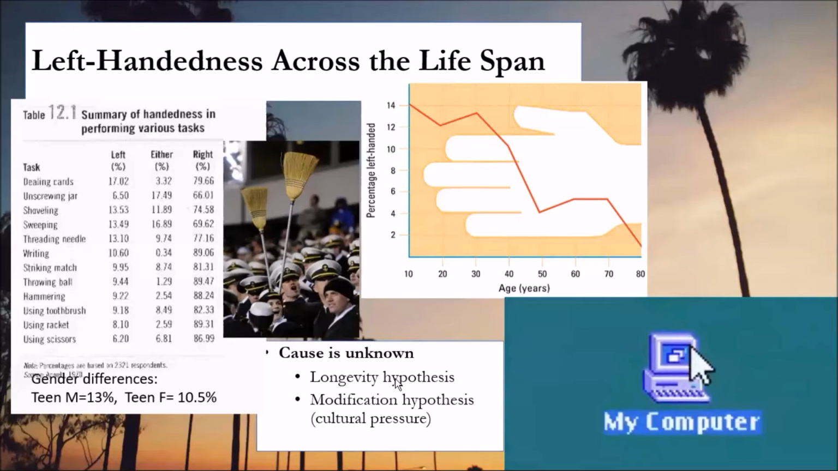One is the modification hypothesis, cultural pressure, which I know to this day happens in some countries. I had a student from Uganda whose brother was left-handed, but in school they wouldn't let him use his left hand. You had to use your right. It was sinister to use your left. And so there's this modification hypothesis.